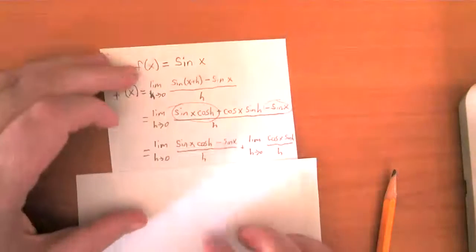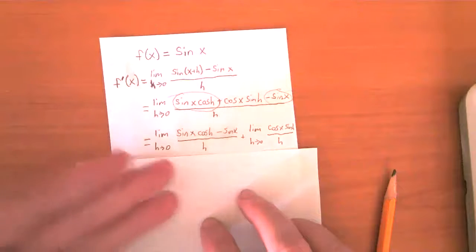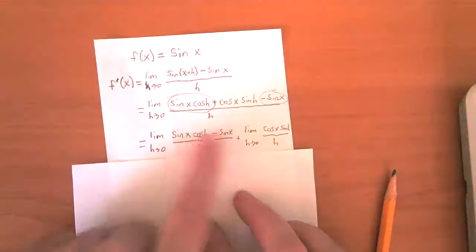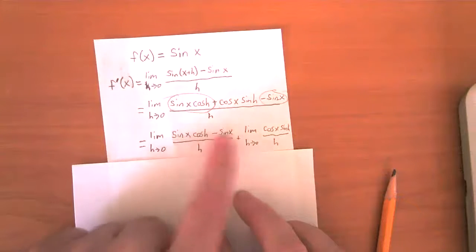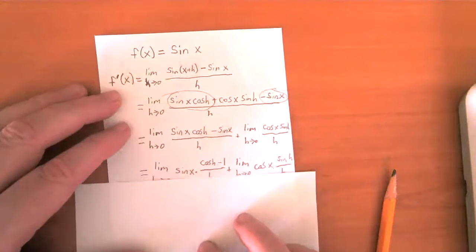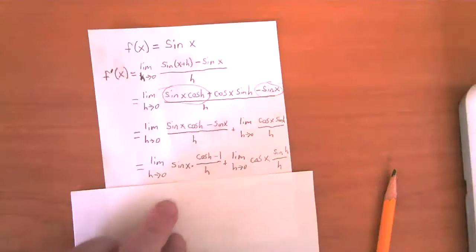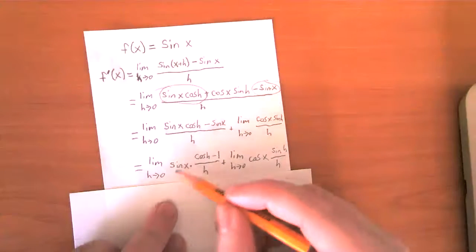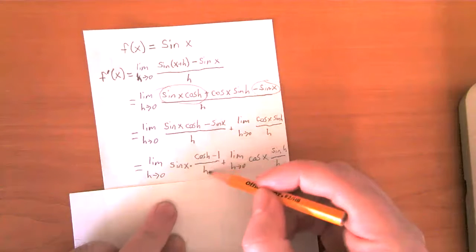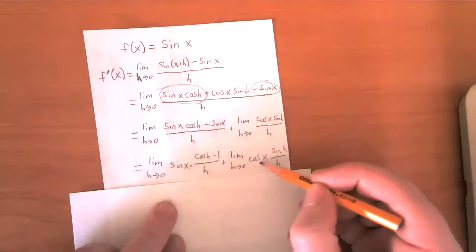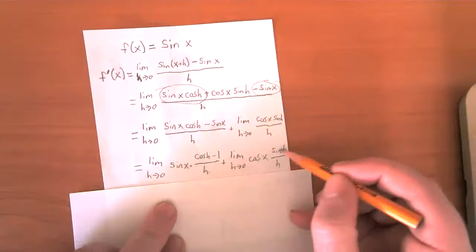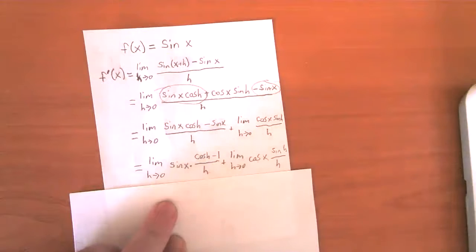The next thing I'm going to do is collect some like terms and write this in a slightly different way, because both of these terms have a sine x in them. So I'm going to gather out that sine x and have it be outside of the fraction. So when I factor out that sine x, the fraction becomes cosine h minus 1 over h. And then I'm going to do the same thing with cosine x on this side. I'm going to bring the cosine of x outside the fraction. So it's cosine of x times sine h over h.